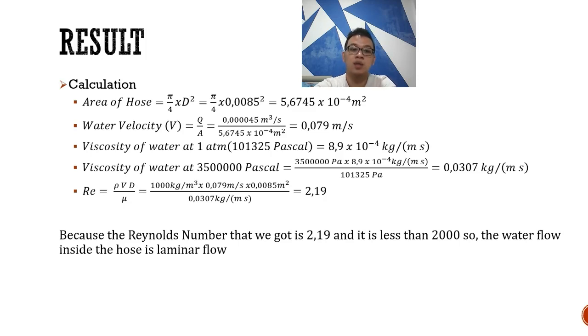Next, I calculate the Reynolds number, and the Reynolds number I got is 2.19. Because the Reynolds number that I got is 2.19, which is less than 2000, the water flow inside the hose is laminar flow.